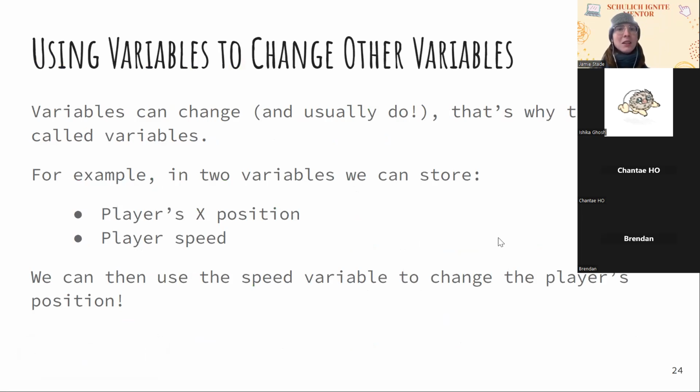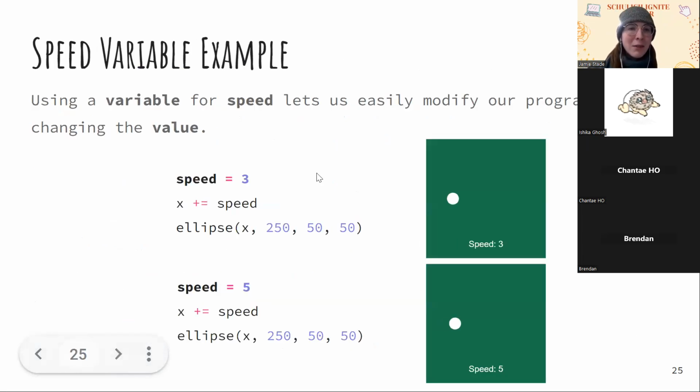Okay, using variables to change other variables. Variables can change and usually do. That's why we call them variables. So for example, in two variables, we can store the player's x position and the player's speed, and then we can change the speed or we can change the player's position according to the speed variable. Here's a quick example of that.